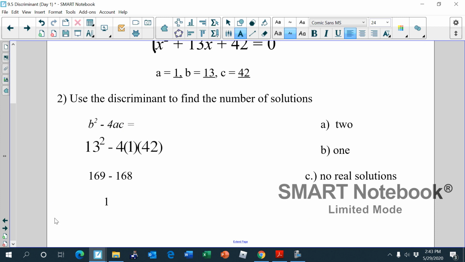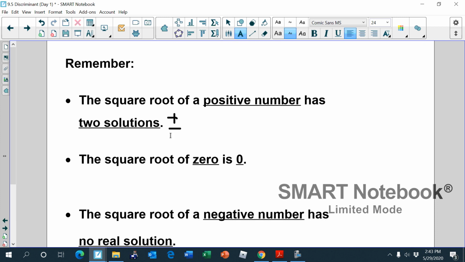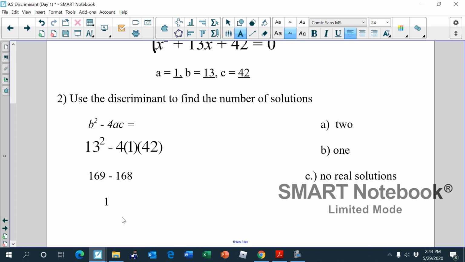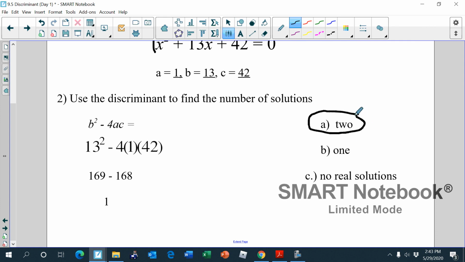So let me just go back really quick to this guy. The square root of a positive number. So the discriminant is positive, which in this case it is. It's a positive 1. Then you have 2 solutions, and you can write that down. I'm just going to circle 2 solutions. You can pause and go back anytime you need to. So I'm going to go to the next one.